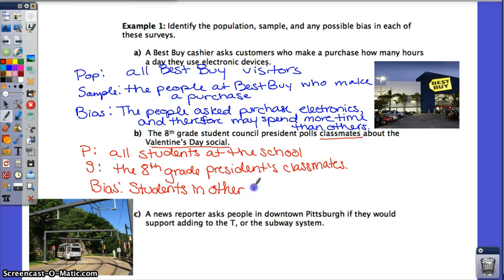So students in other grades or classes do not have an equal chance of being polled.